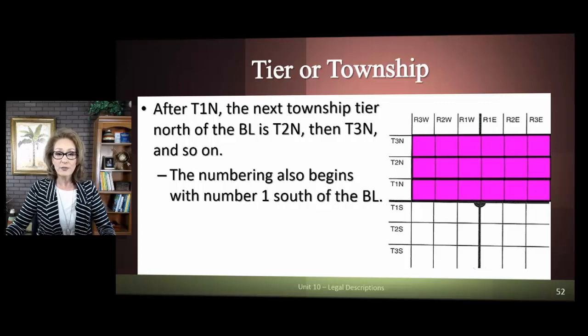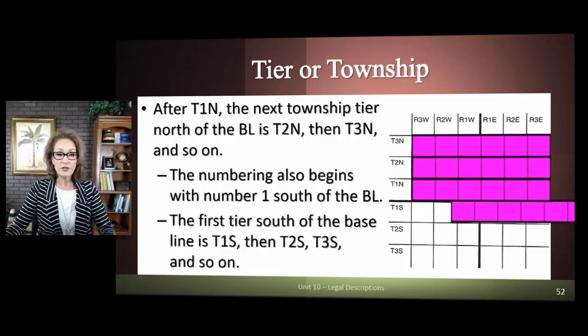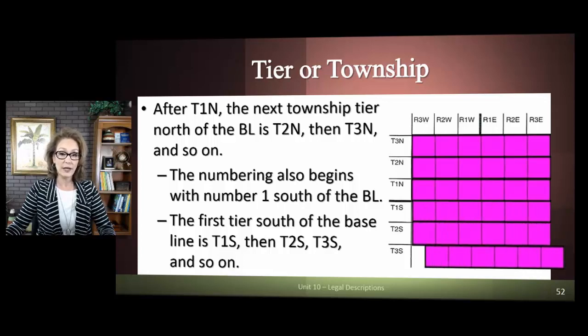The numbering also begins with number 1 south of the baseline. The first tier south of the baseline is T1S, then T2S, and then T3S, and so on.